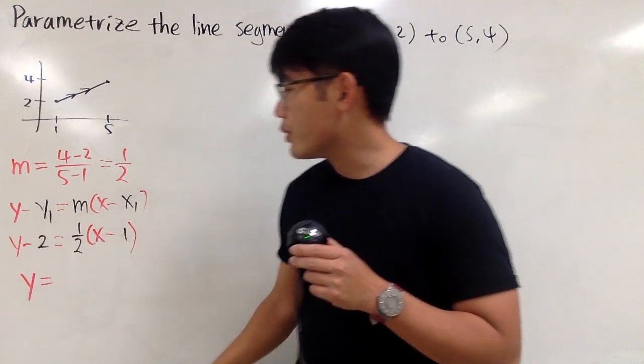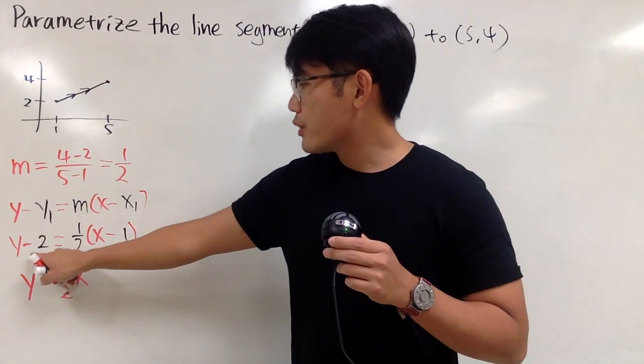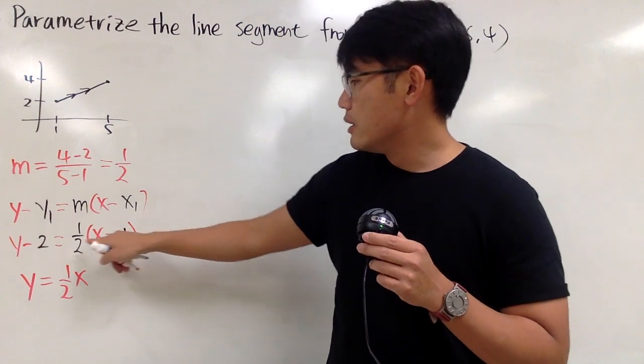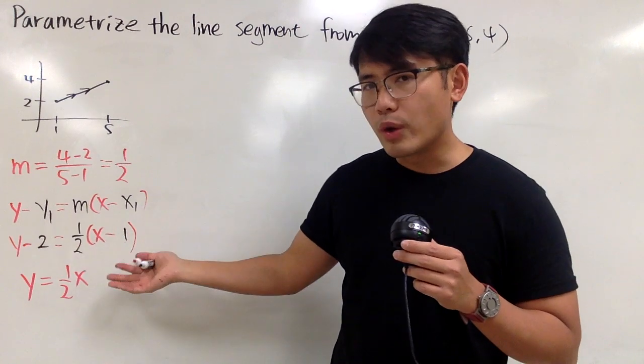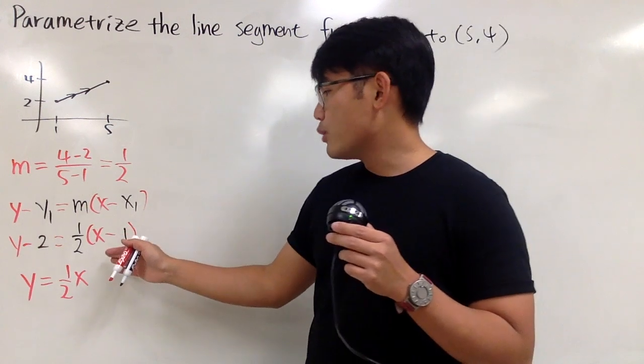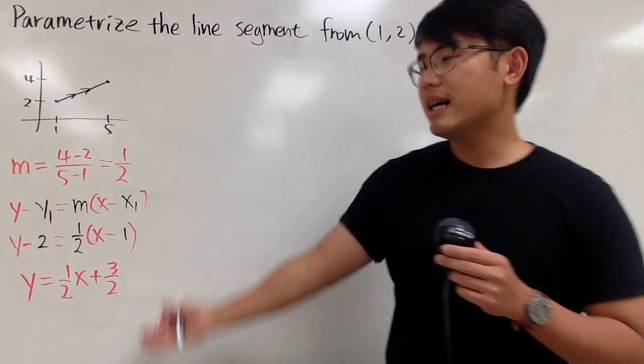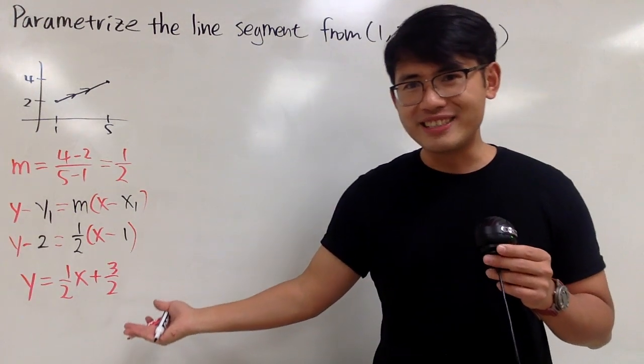So we get y is equal to 1/2 times x, and we are going to add a 2 on both sides. Well, 1/2 times -1 is -1/2, plus 2, which is the same as saying plus 4 over 2. So -1/2 plus 4 over 2, we get positive 3 over 2. Very good. Just like the good old days, right?